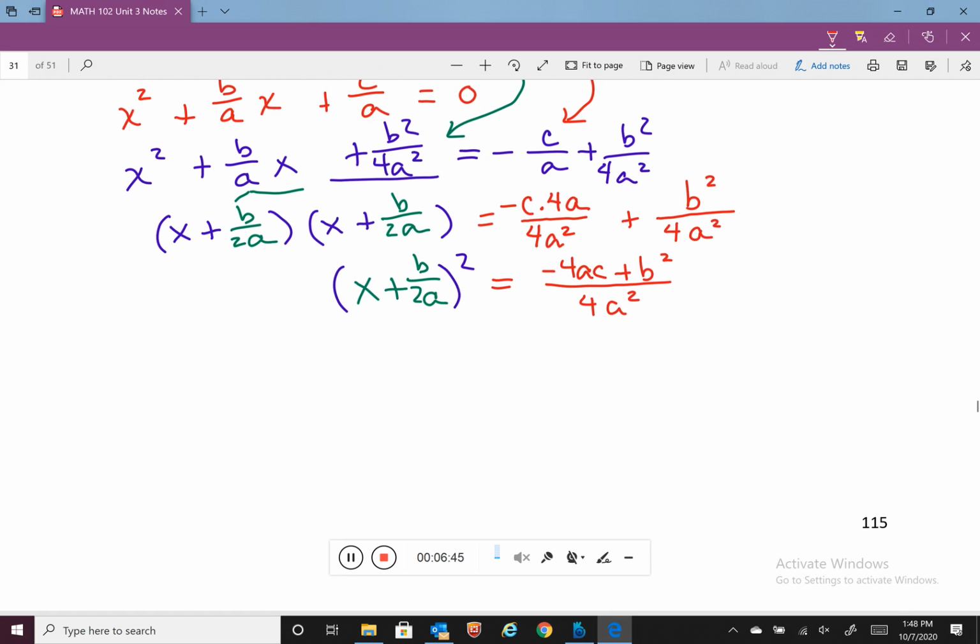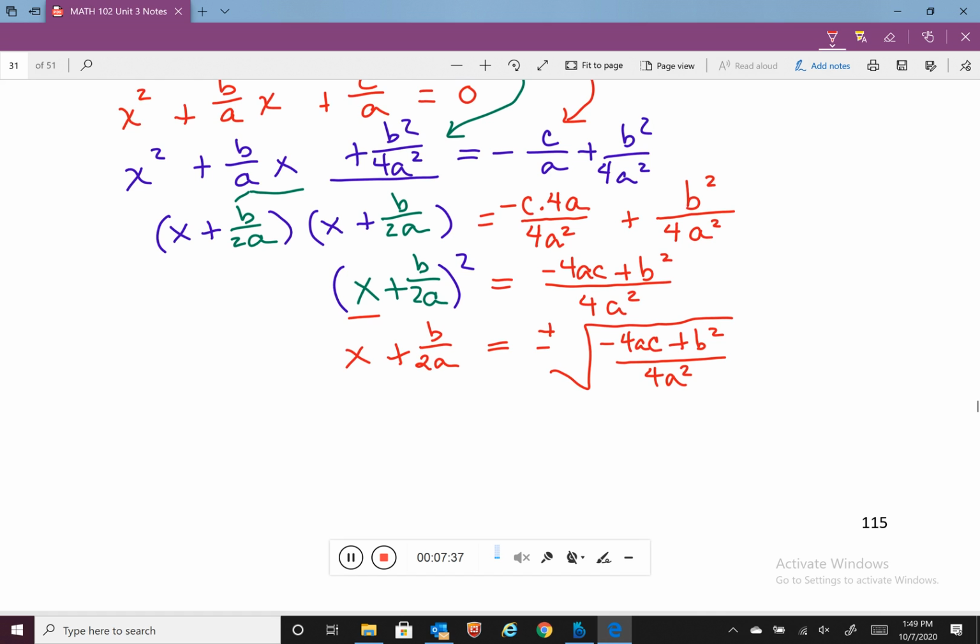And our next step is, remember, we're trying to solve for x, and so we need to free up x by undoing the square power, and the inverse operation of square power is square root. So we're going to take the square root of the left side, which will then give us just x plus b divided by 2a. And then remember, every quadratic equation has two solutions. And so this is equal to the positive or the negative of the square root of negative 4ac plus b squared, all divided by 4 times a squared. And I'm going to make sure that I draw my square root a little bit better. I want to make sure it's housed all over that fraction.